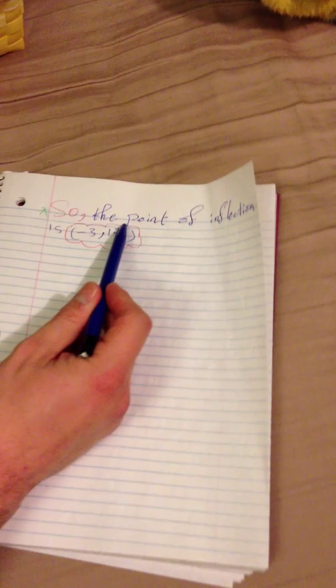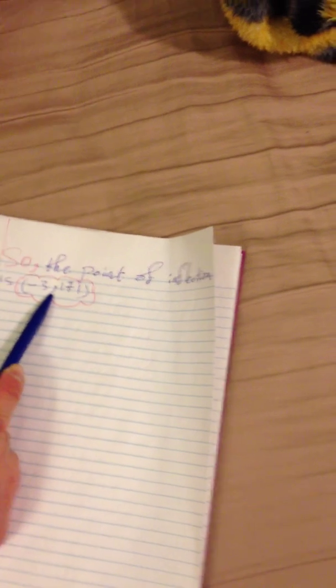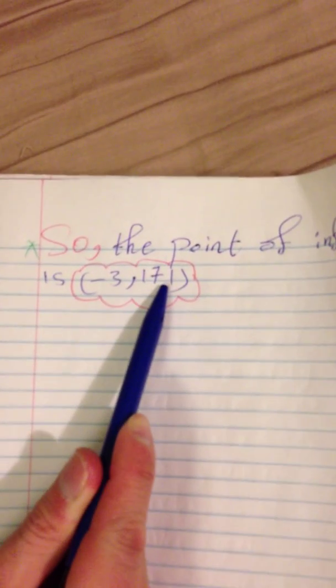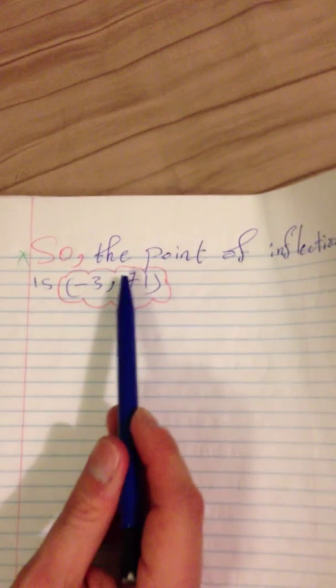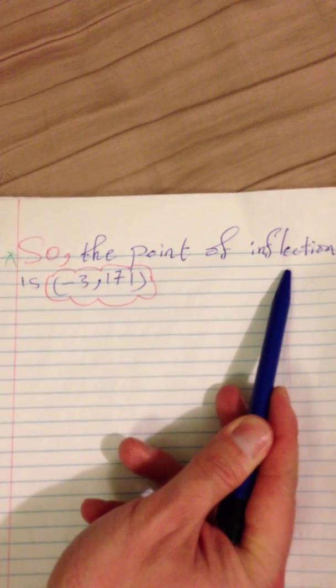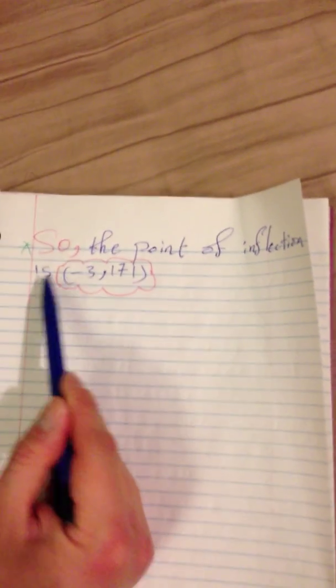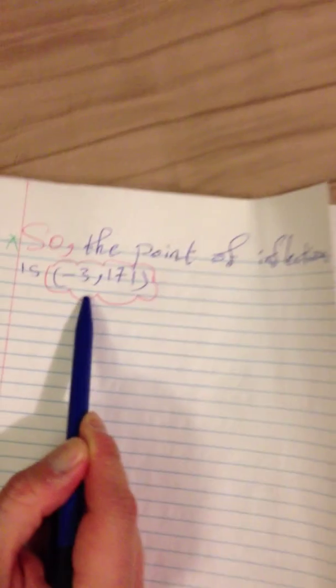So our point of inflection is negative 3, 171. Again, our point of inflection is negative 3, 171.